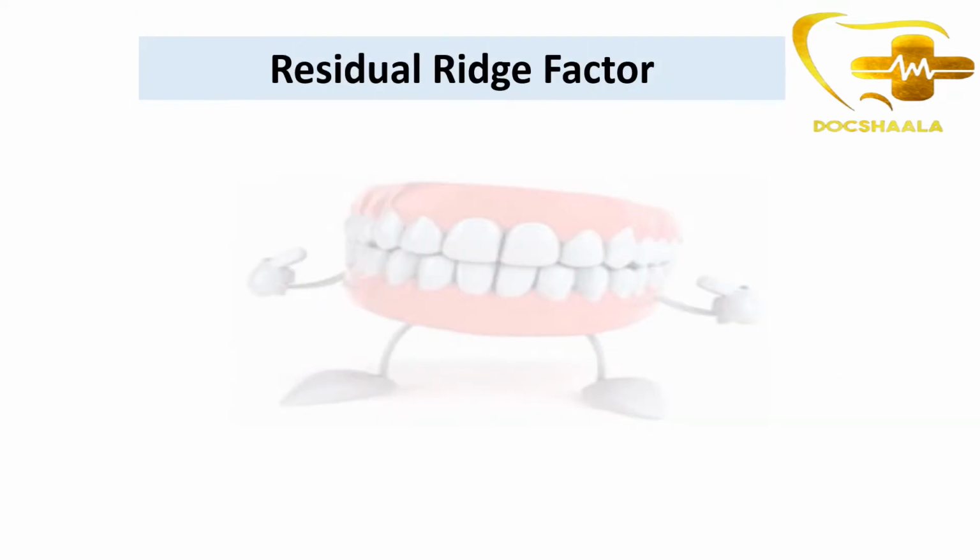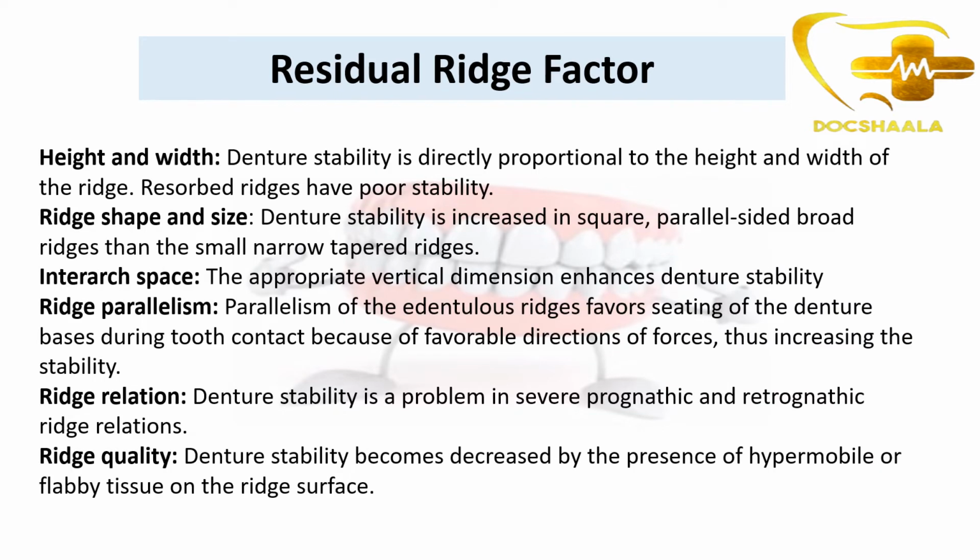Then the residual ridge factor. How is this involved in maintaining the relationship? Height and width of the ridge are very important. Stability is directly proportional to height and width. Resorbed ridges have poor stability. Then the ridge shape and size: stability increases in square shaped, parallel sided broad ridges more than in small narrow tapered ridges.